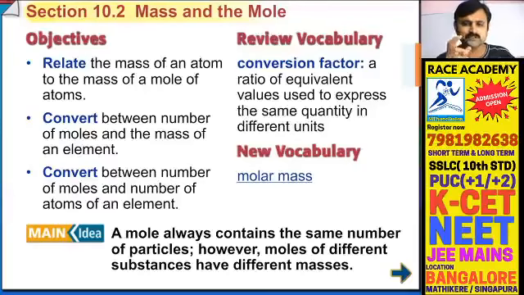So moles of different substances have different masses. Take 1 mole of glucose, and take 1 mole of urea. What is the difference? The number of particles is the same, but the mass of 1 mole of glucose and the mass of 1 mole of sucrose will be different. The meaning of this is that moles of different substances have different masses. The moles may be the same, but the masses of different substances having the same moles are different.